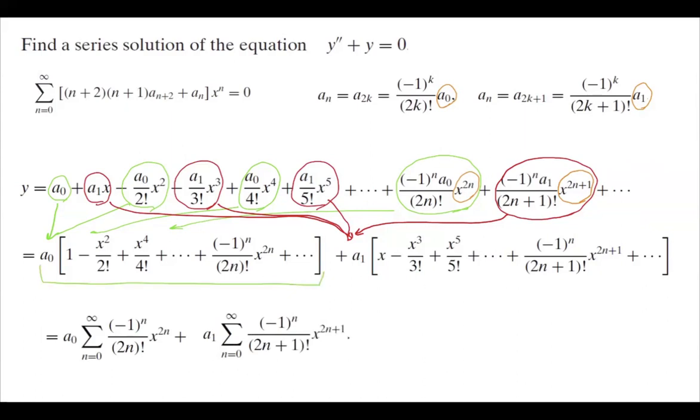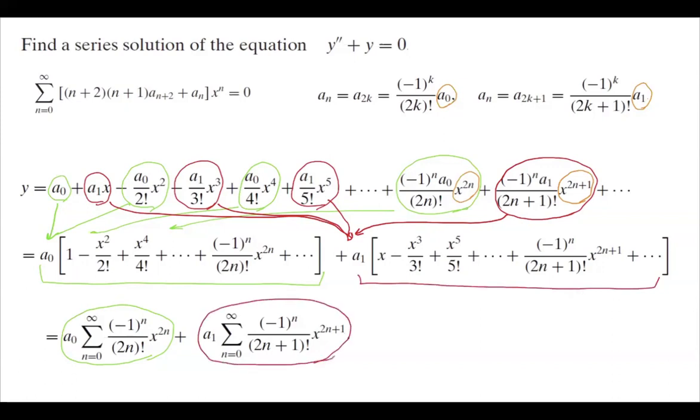The first can be written as a sub 0 times the summation of negative 1 to power n divided by 2n factorial x to power 2n. And the second power series can be written as a sub 1 times the summation of negative 1 to power n divided by 2n plus 1 factorial x to power 2n plus 1. So we found two power series solutions. The first power series solution and the second power series solution for this differential equation, as you can see, are written right here.